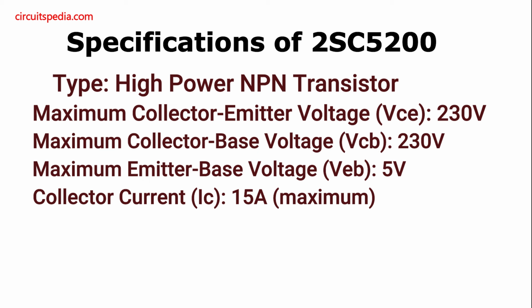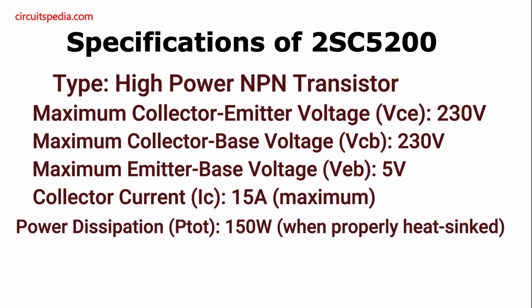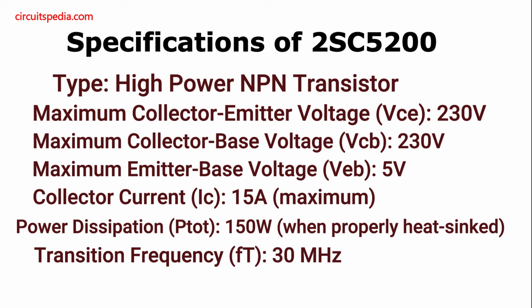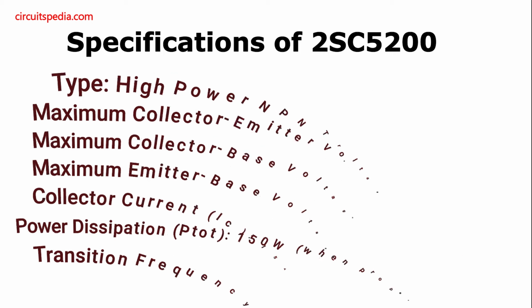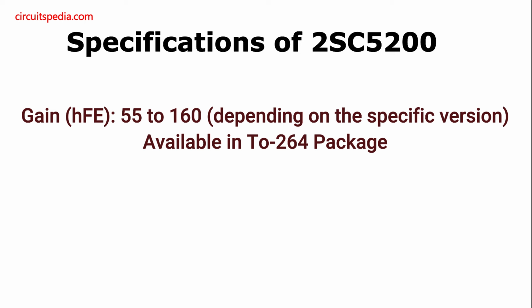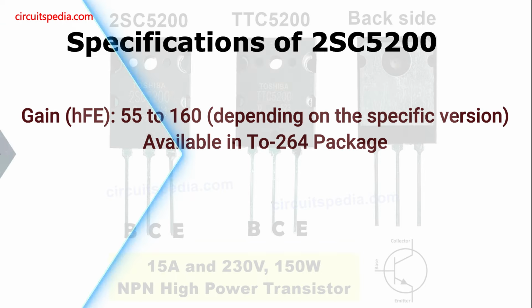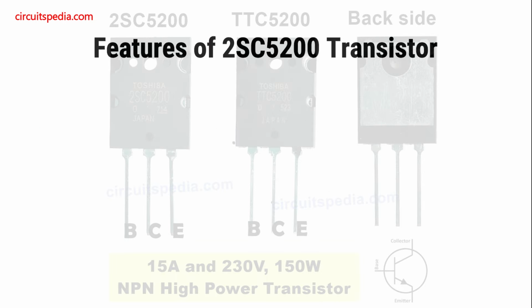Power dissipation, PTOT, 150 watt, when properly heat-sinked. Transition frequency, FT, 30 MHz. Gain, HFE 55 to 160, depending on the specific version. Available in TO-264 package. Features of 2SC5200 transistor.